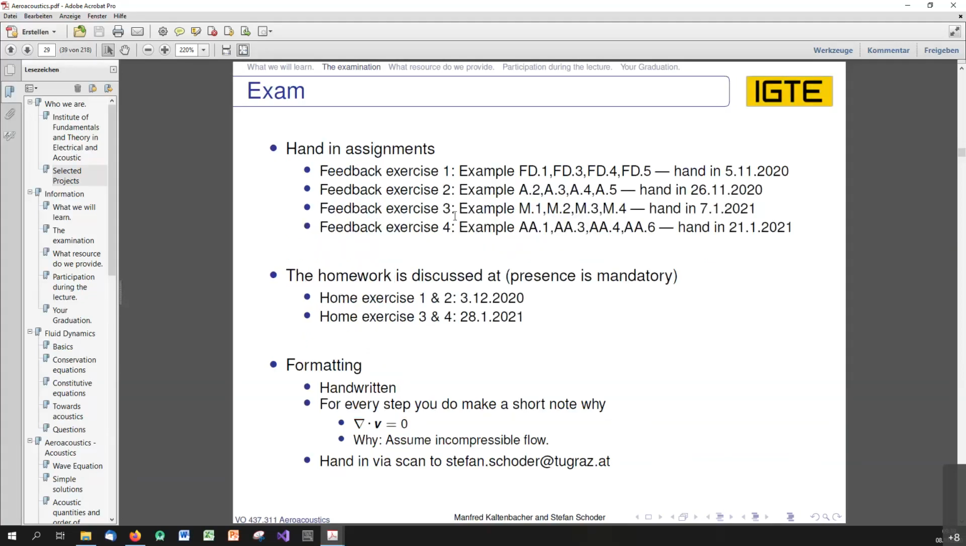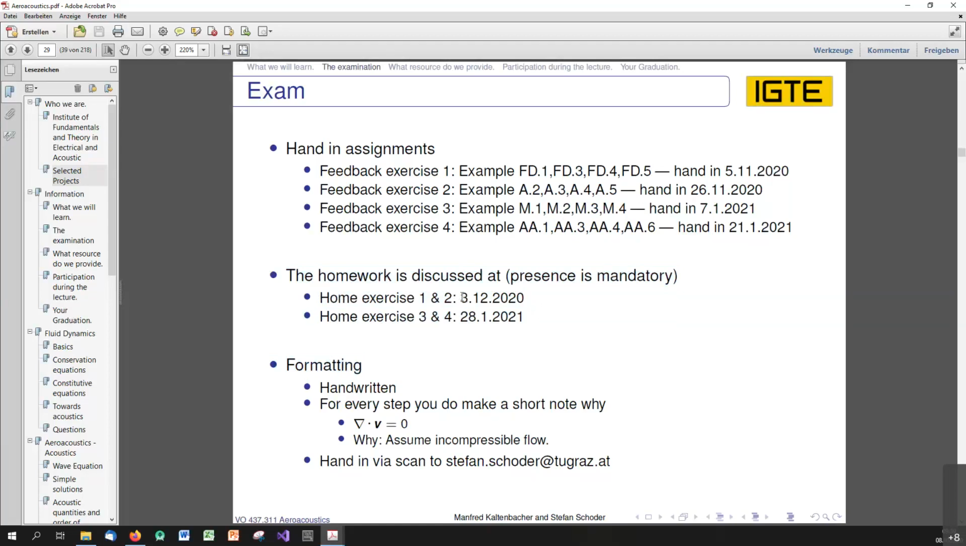The exam or the hand-in assignments are more or less these examples, and here you have the dates when you have to hand them in, at the end of each chapter. FD means fluid dynamics, A means acoustics, M means measurement technology, and AA means aeroacoustics. For each chapter you have to prepare four tasks, and we will discuss them at these two dates there.